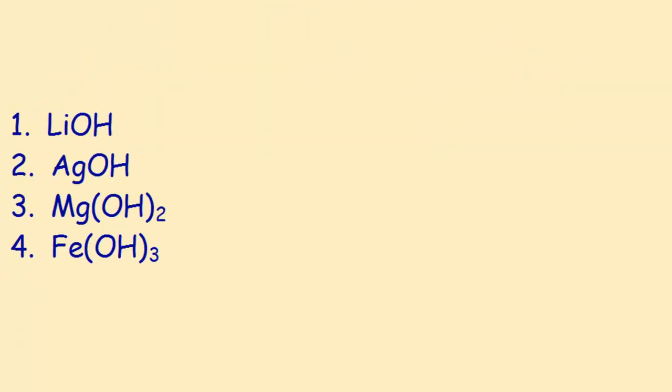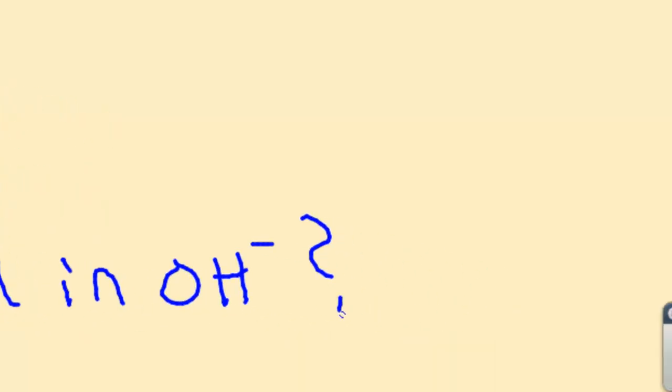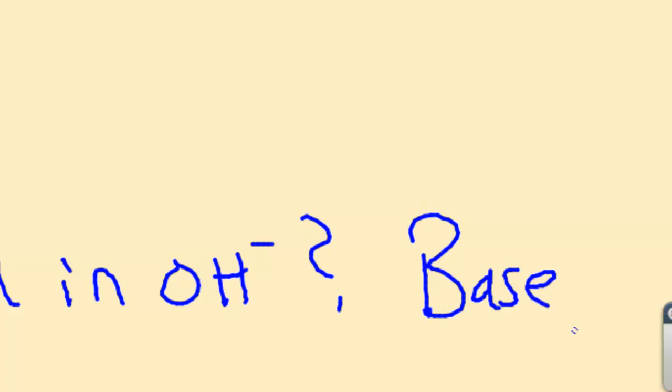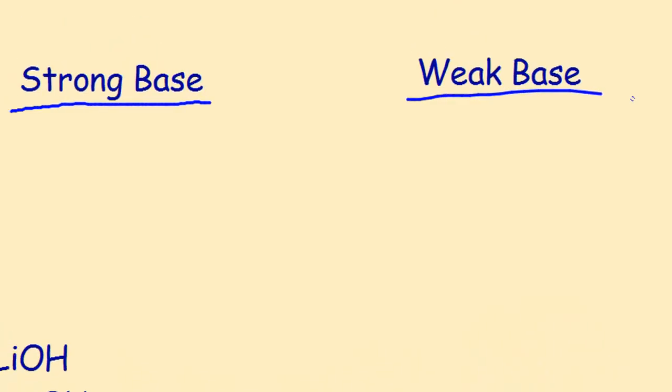All right, so first thing, if it starts with a hydrogen, it's an acid. Is it strong or weak? If it does not start with hydrogen, the second question: does it end in OH? If it ends in OH minus, that makes it a base. The same rule applies: strong bases will dissociate, weak bases don't.